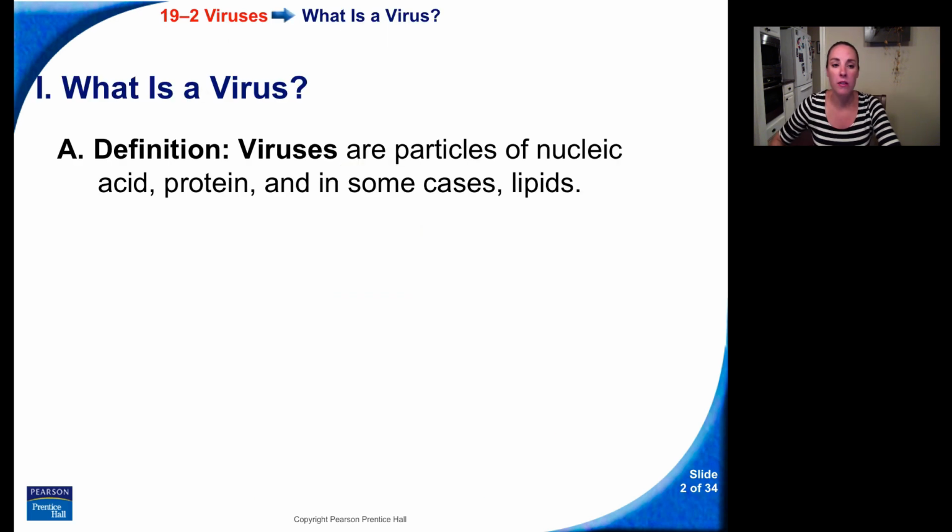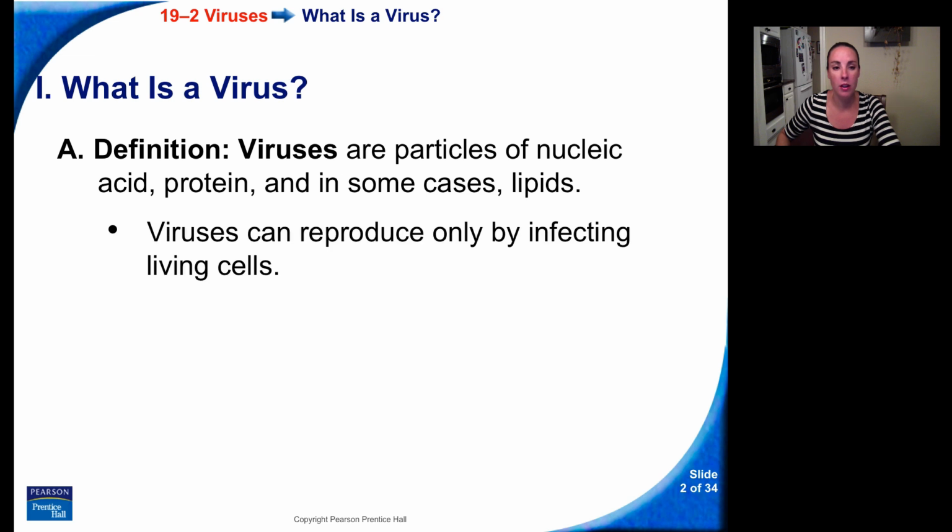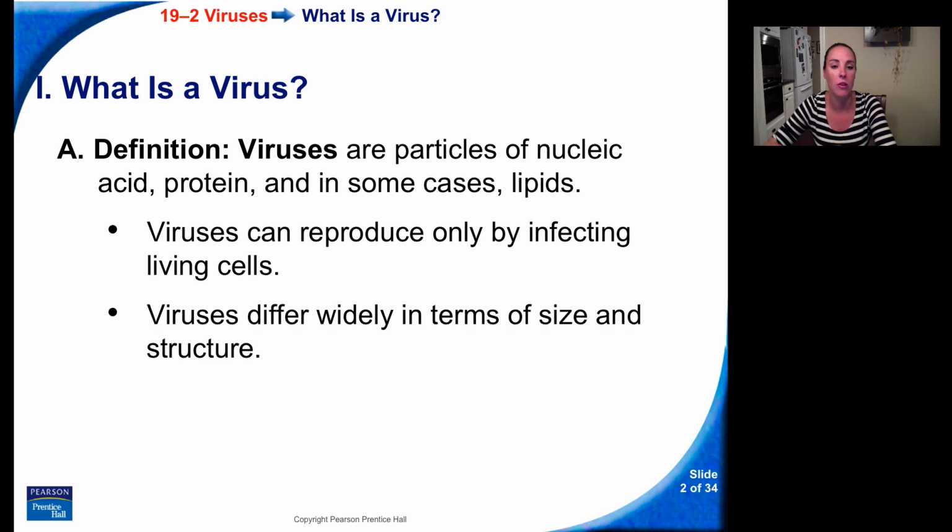So basically, what is a virus? Viruses are particles of nucleic acid, protein, and in some cases, lipids. Viruses can reproduce only by infecting living cells, so they cannot reproduce on their own. They can't make copies of themselves on their own. They need to use a living host cell to do so.